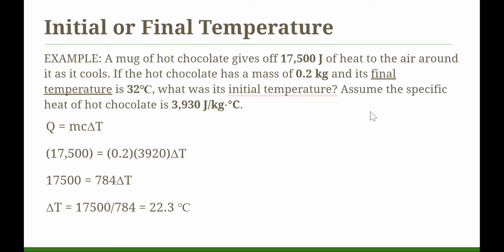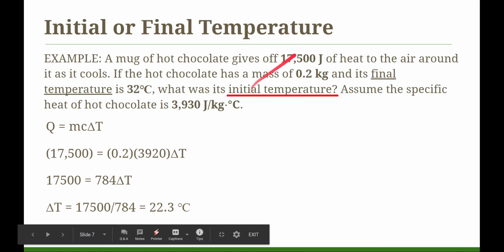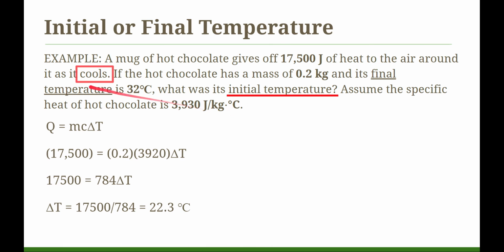In this case, our problem tells us that it cooled down. So we want to know the initial temperature. That means it must be higher than our final temperature, because if it's cooling down, the initial temperature had to be higher than 32 degrees.